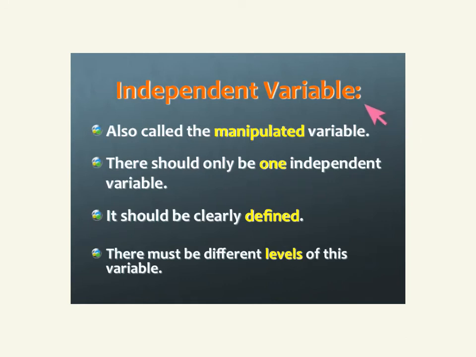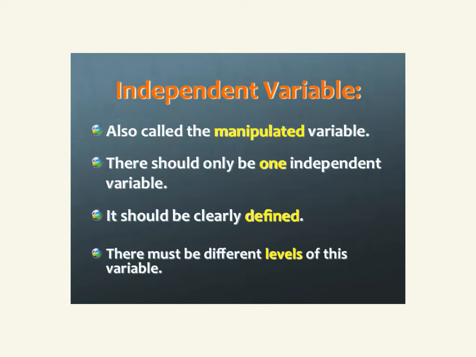Then we'll establish an independent variable. This is sometimes called the manipulated variable. For our experiments, there's only going to be one independent variable. It's got to be very clearly defined, and there have to be different levels of this variable. Notice how the word independent begins with the letter I. So I remember the independent variable is the one that I control.